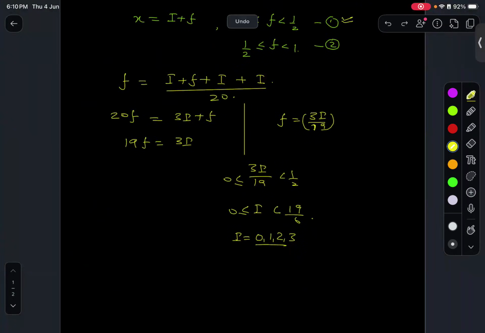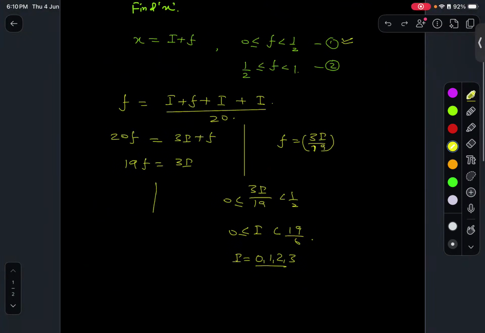Four values. For these four values, correspondingly I'll get the values of the fraction part, as we have already seen in the last lecture. So f for I equal to 0 is 0, and respectively the values are 3 by 19, 6 by 19, and 9 by 19. So the value of x is I plus f, and correspondingly I can get the values.